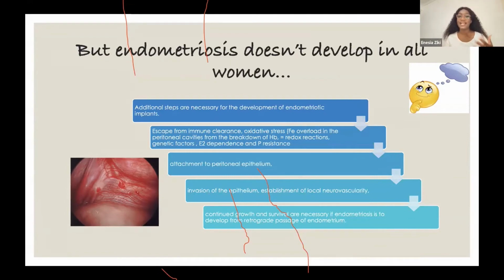Then there's supposed to be attachment to the peritoneal epithelium, invasion of this epithelium, and establishment of local neurovascularity. On the slide on the left, you find these endometriotic nodules, these two here. It's so distinct that there's neovascularization, or increased vascularity, around these nodules. What this nodule represents is a fusion of these glands that is then supported by the development of new vessels to allow further growth. So we know that continued growth and survival are necessary if endometriosis is to develop from the retrograde passage of the endometrium.